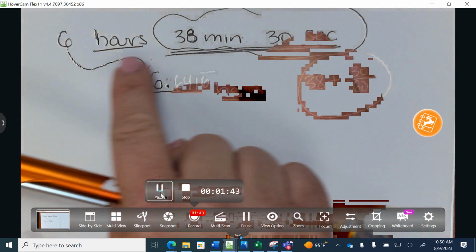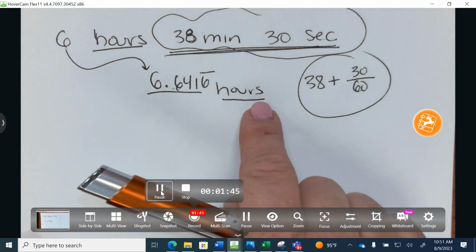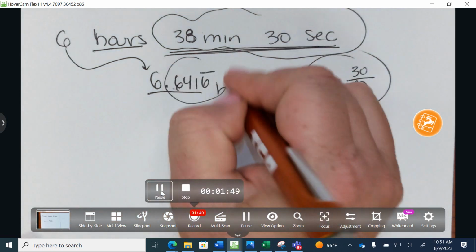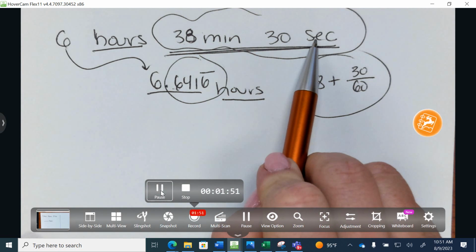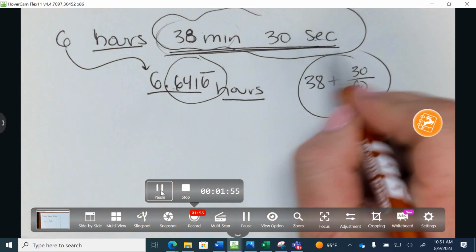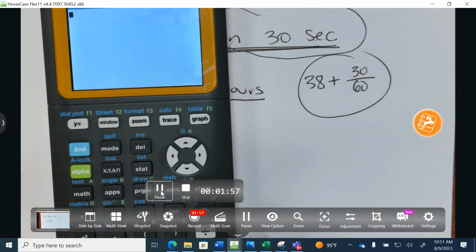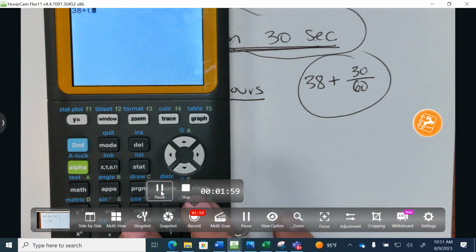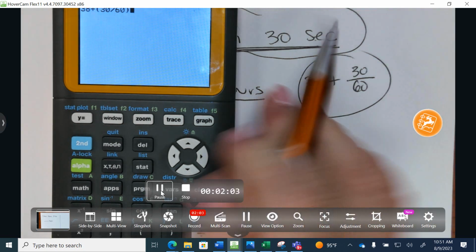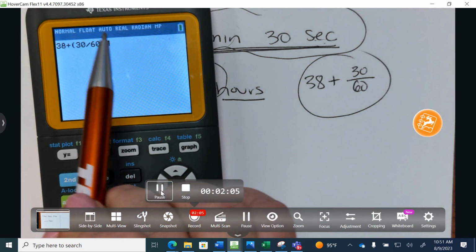This problem I start off with a very standard form, and I'm converting into decimal. I have 6 full hours. Now how do I get this part? Well, I need to write this portion only in terms of minutes. So there's 38 full minutes, and then we have this additional 30 seconds. On the calculator, I take 38, and I'm going to add to it this extra portion of seconds. There are 60 seconds in 1 minute, and that's why you see this portion.